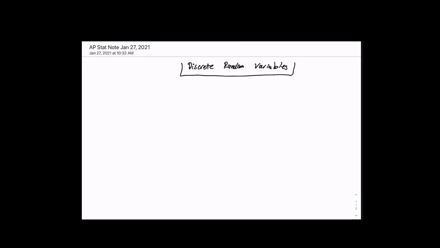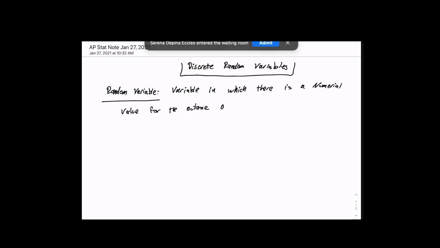Now, a random variable is... random variables are variables in which there is a numerical value for the outcome of a random, I want to say phenomenon, but a random occurrence.